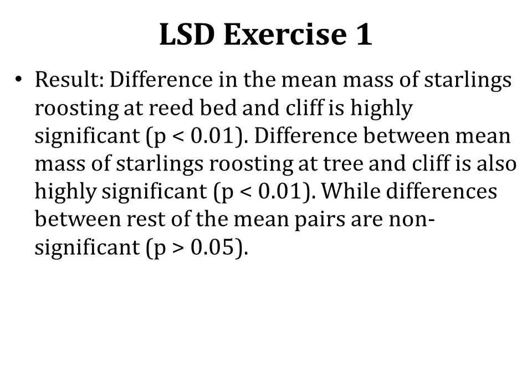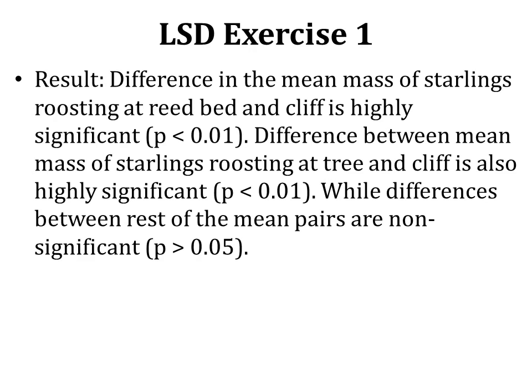So the difference in the mean mass of starlings roosting at red reed and cliff is highly significant. Probability is less than 0.01. The difference between mean mass of starlings roosting at tree and cliff is also highly significant. Probability less than 0.01. While differences between the rest of the mean pairs are non-significant, probability greater than 0.05.